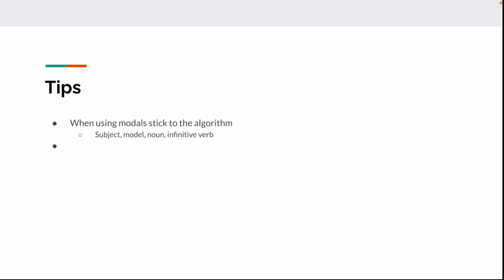Here are some tips. When using modals, stick to the algorithm: subject, modal, noun, infinitive verb. Some other tips you can use is just to try to remember how to conjugate the original verb and the verb that is the modal.